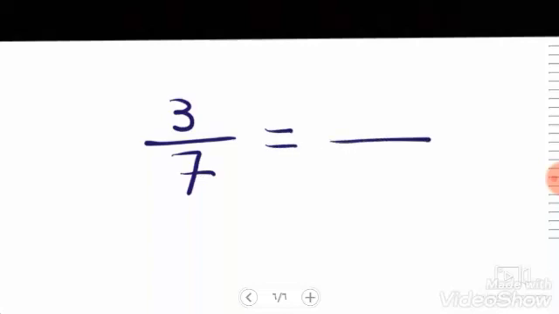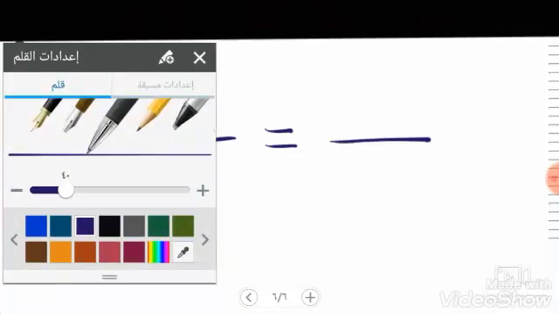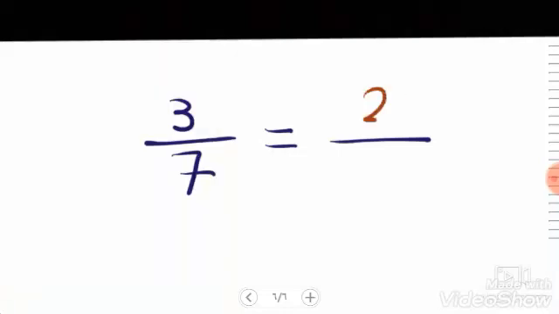If I say 3/7 equals like this, and I put up, let's say 21, and the number down here I don't know. So what happens now? Which number is changed? 3 or 7? The number which changed is 3.